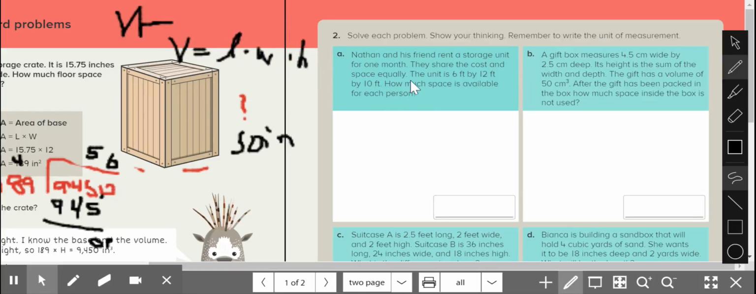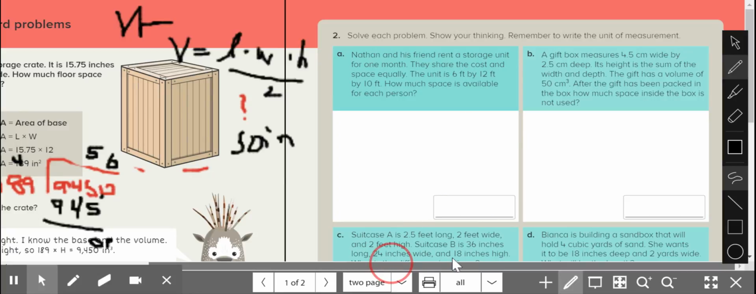Then it asks how much space is available for each person. How many people are sharing that? There's 2. So they're dividing that into halves. So find your answer. Make sure that you use the right label. When you have feet times feet times feet, what happens to your label?